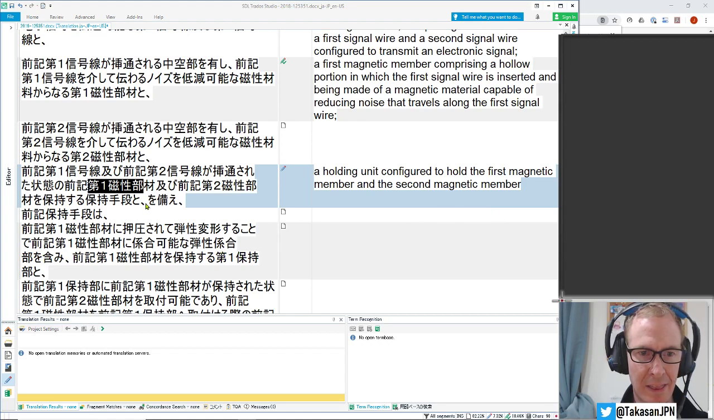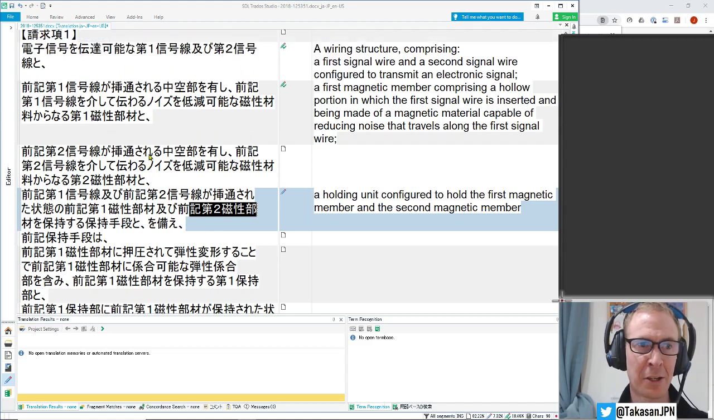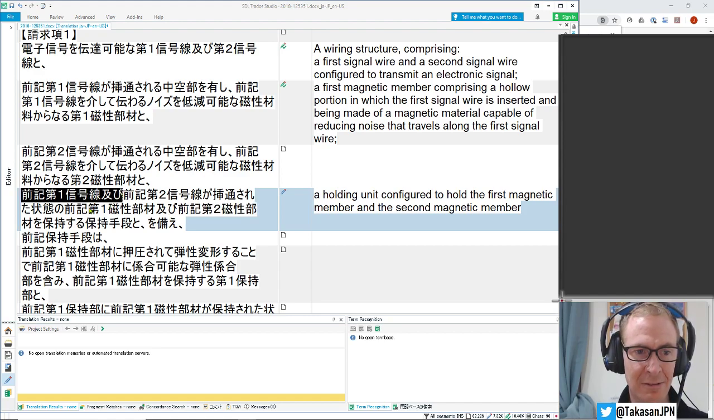Now, this and this are inserted into this and this. And we know from up here the relationship is 1 to 1 and 2 to 2. And the Japanese doesn't explicitly say this. This is an interesting problem. Well, it's not so much a problem because we know from the knowledge up here how to translate this into a good claim. The issue is the Japanese doesn't make it clear, this relationship.